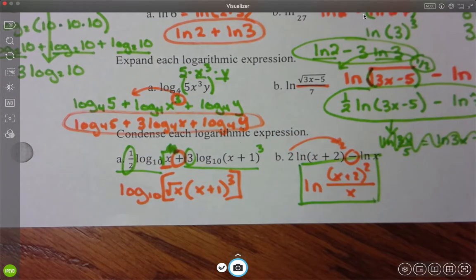Okay? All right, so all of this stuff should be kind of review, yeah, we're just flying right along through logs.